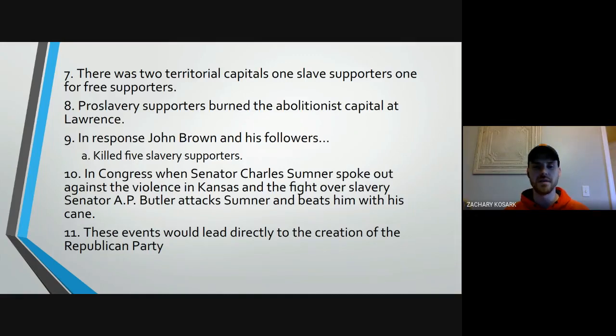This really sparks the creation of the Republican Party. The Republican Party at its beginning is focused on ending slavery. They want to end slavery. They want to end the violence. They want to stop it from spreading anywhere else in the country.